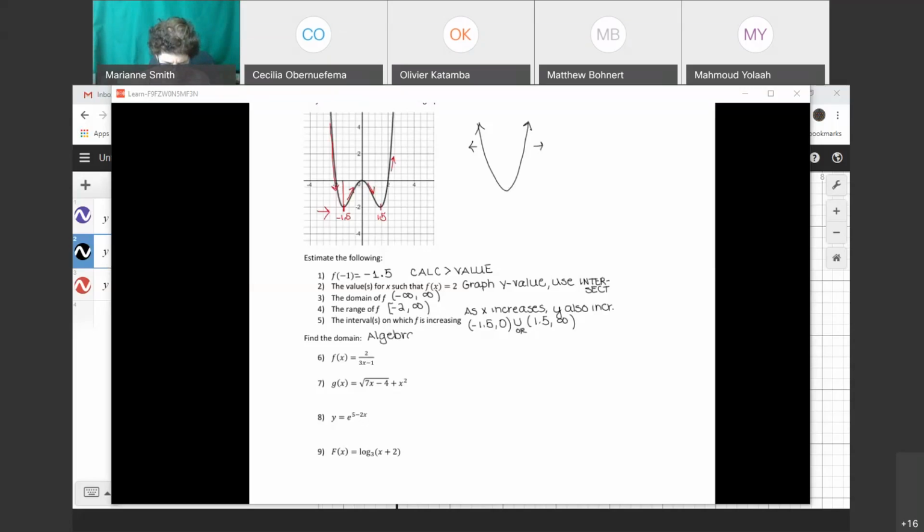Somebody want to tell me, look at question 6. Don't give me the answer. Tell me, how should I do question 6? They're asking me for domain. How would you find the domain? Okay, here's the first step. Look at it and decide what kind of a function it is. What kind of function is it, folks?